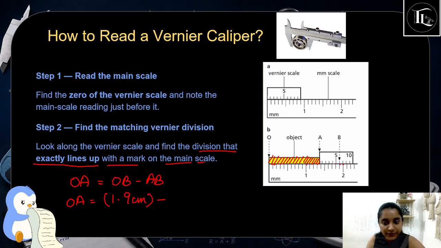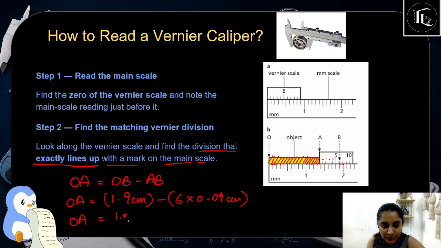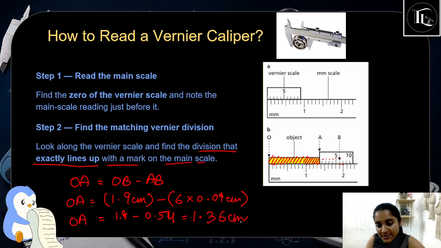Minus. Now AB, how many divisions? Now we have to take the Vernier division. So 1, 2, 3, 4, 5, 6. Total 6 divisions are there. So it will be not just 6. We have to multiply it with 0.09 centimeter as we just discussed. So OA gives us 1.9 minus 0.54, and this gives us 1.36 centimeter. This is the reading. I hope this is clear.